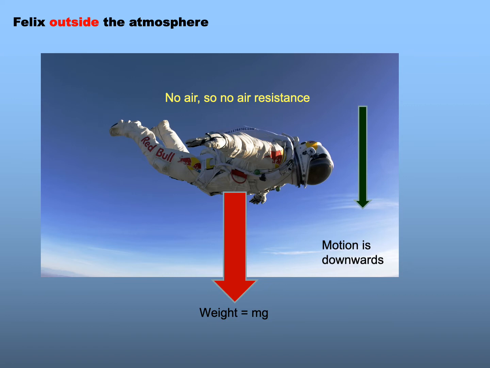Therefore, his motion is downwards, and we in fact know that that motion would be an acceleration if, and it's a big if at this point, if we neglect air resistance. So when he's outside the atmosphere, he accelerates downwards under gravity. The only unbalanced force on him is his weight.